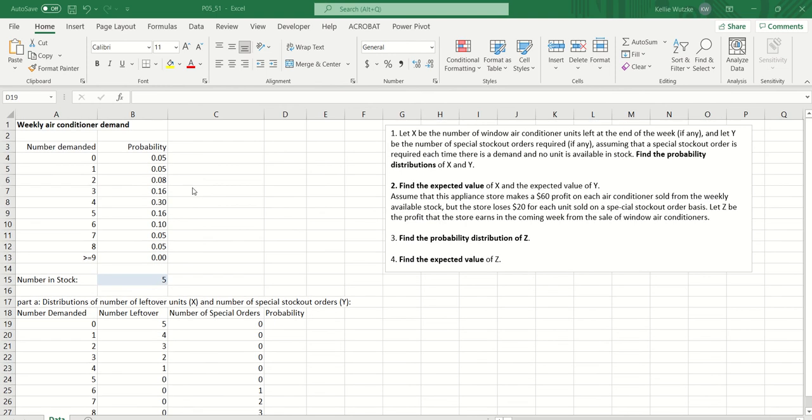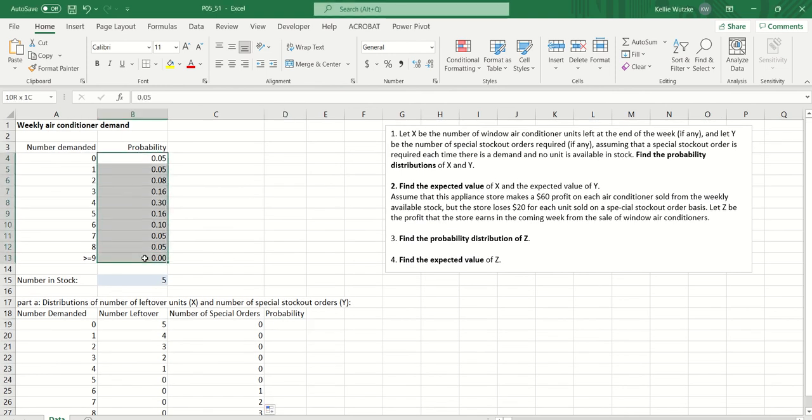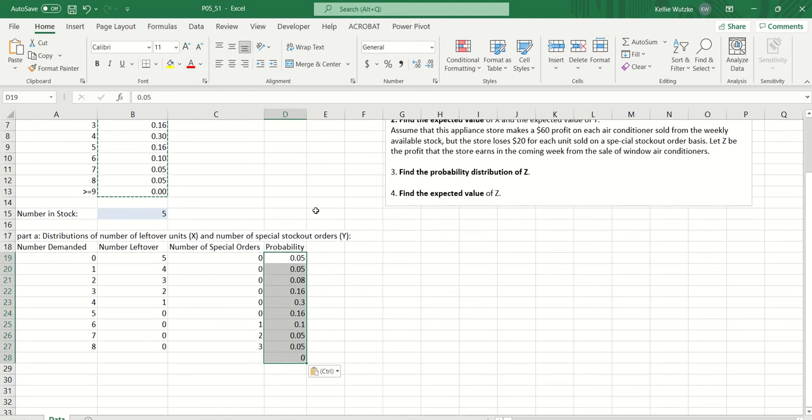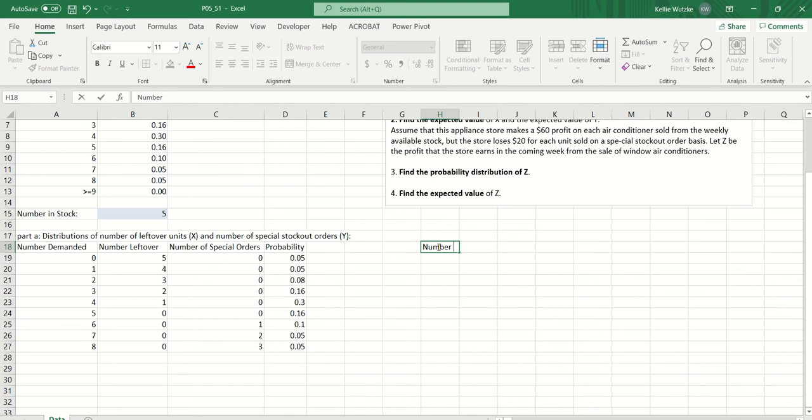Okay, now that we finished that, we need to carry our probabilities over, and we know the probability distribution because we have it right here for the number demanded. So we can just copy that over, and we don't need this 0. Okay, so we could stop here. However, this isn't quite clean. Let me show you what I'd like you to do now. We have the number left over and the probability.